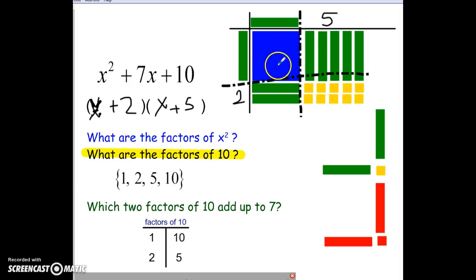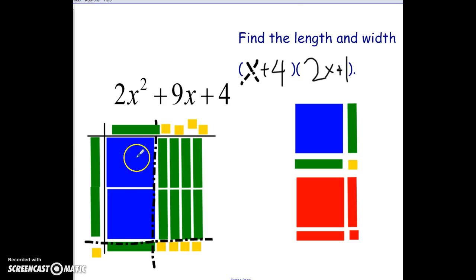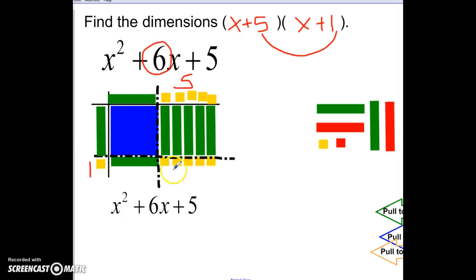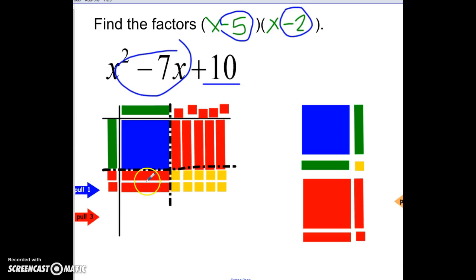So you see how this box only has x squareds in it, and this box only has singles? Even if I go back here, this has x squareds and this has singles. This has x squareds and this has singles. This has x squareds and this has singles. But the opposite two boxes, they have a combination of the x bars.